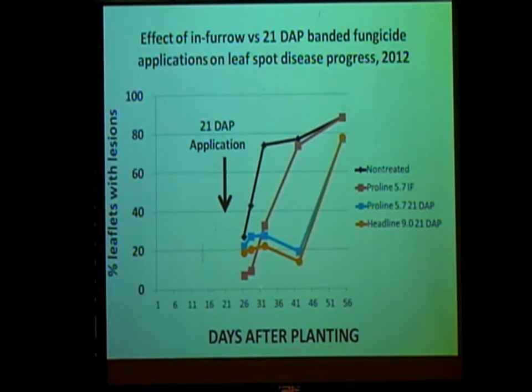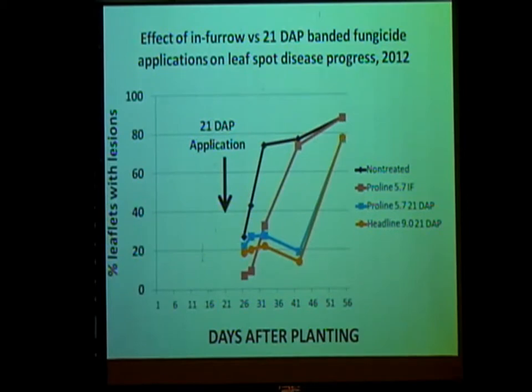But very shortly after that, you had a rate of increase that was just about equal to what we saw in the non-treated plot. So we basically ran out of any efficacy against leaf spot after 30 days with that treatment. So that didn't give us a prolonged protection.